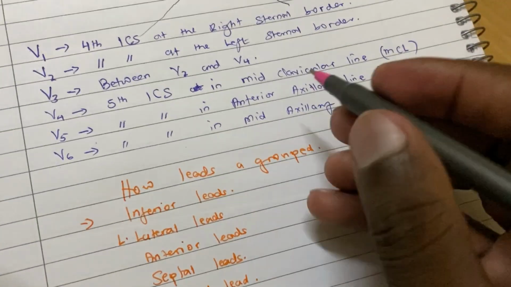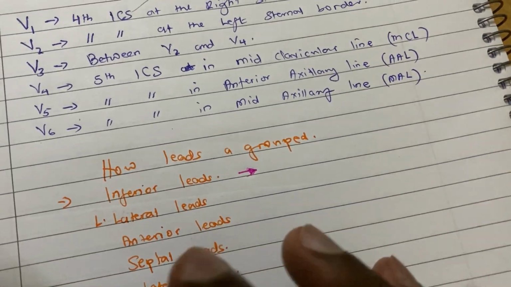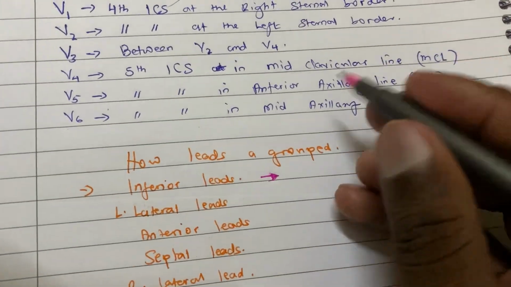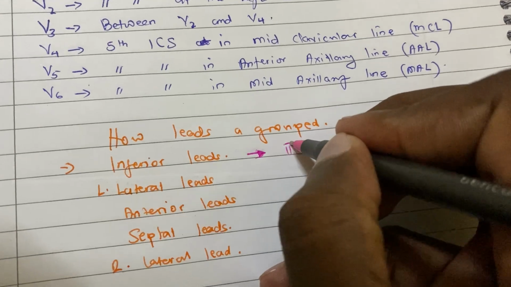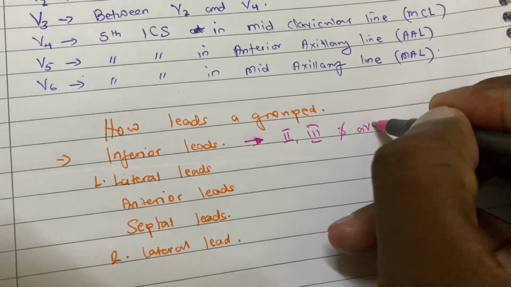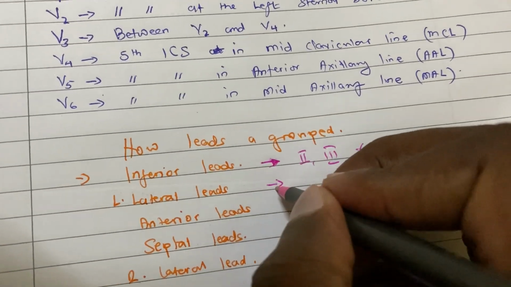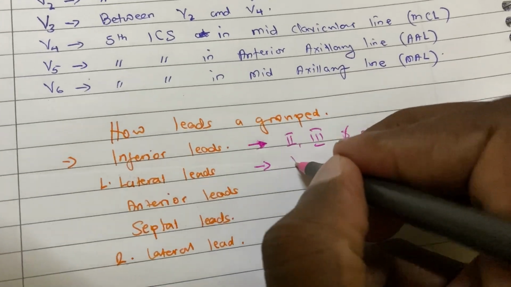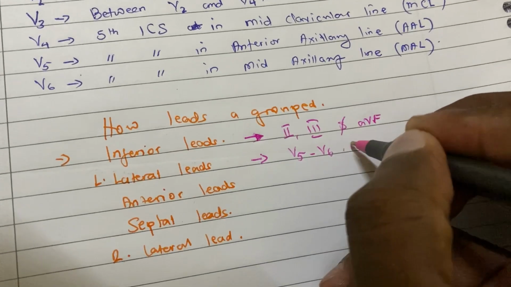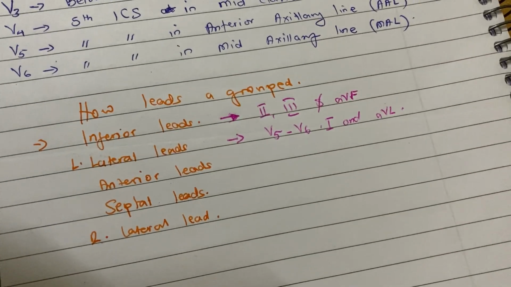And then which ones are these? Again, we have already given them, but just to recap, this is so important. You must understand this one. If not, many things will be difficult for you. We gave the inferior leads as lead 2, 3, and AVF. Simple. The left lateral, we gave them as V5, V6, lead 1, and AVL. Simple.